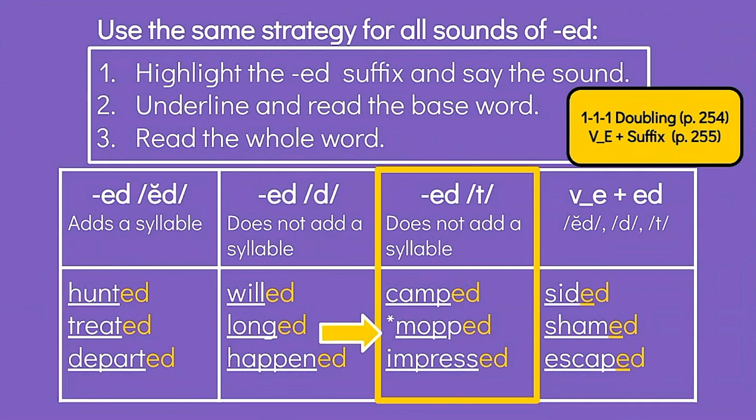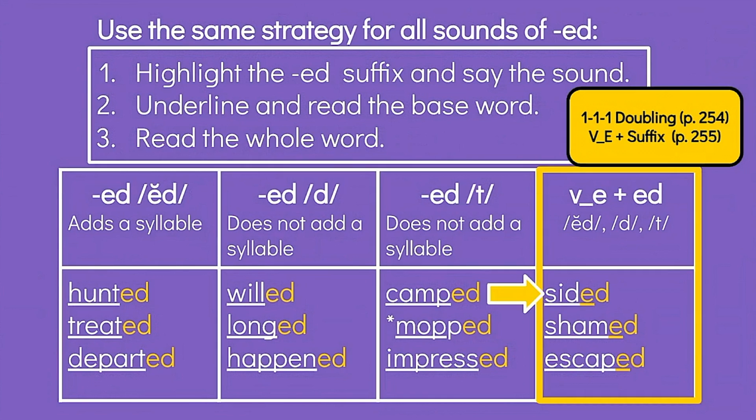For words with the 1-1-1 doubling rule, like mopped, if you have taught the rule, which is on page 254, you can review the rule: when a word has one syllable, one short vowel, and one ending consonant, the ending consonant is doubled before adding the ED. Therefore, the base word mop ends in a single P.